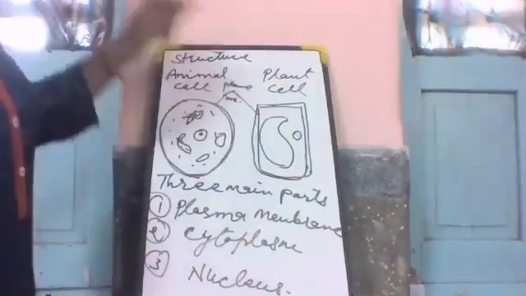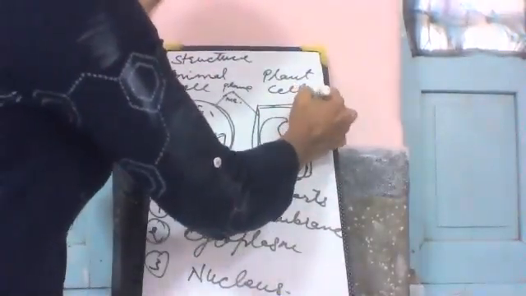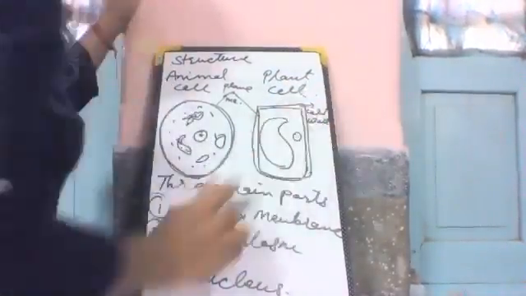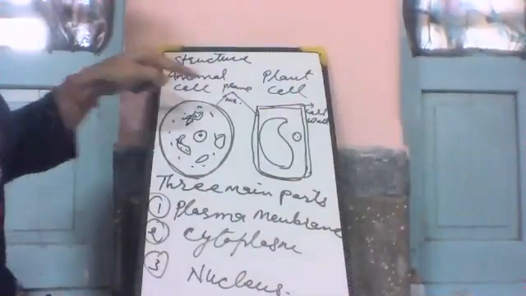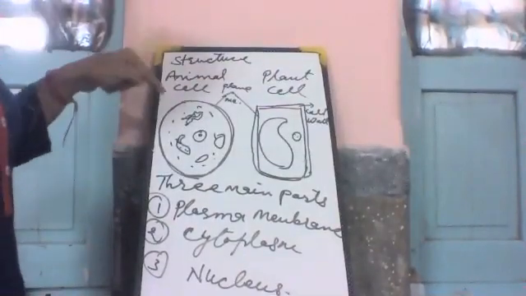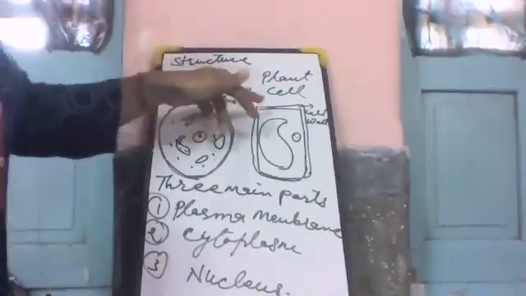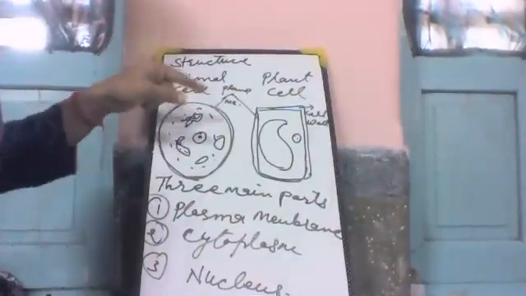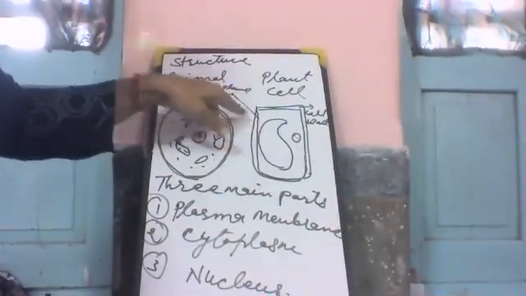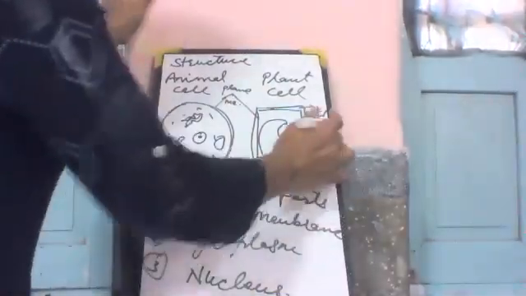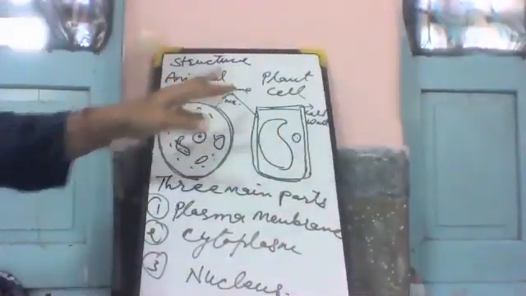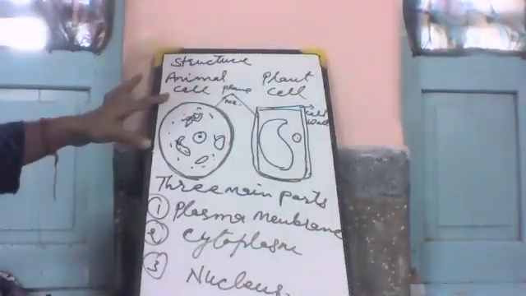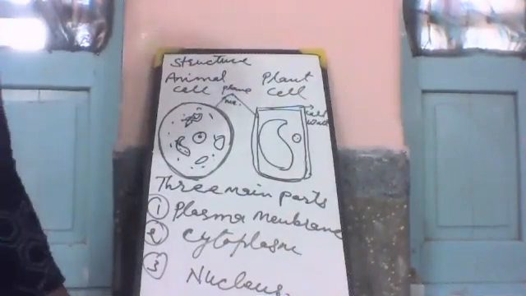Before this, the outermost layer in a plant cell is the cell wall. And this cell wall is absent in the animal cell. On the inner side of the cell wall, there is a layer of membrane, and this layer of membrane is known as the plasma membrane. Here are two layers. First one is the cell wall and another is the plasma membrane. But in animal cells, there is only one layer of membrane, and it is known as the plasma membrane.